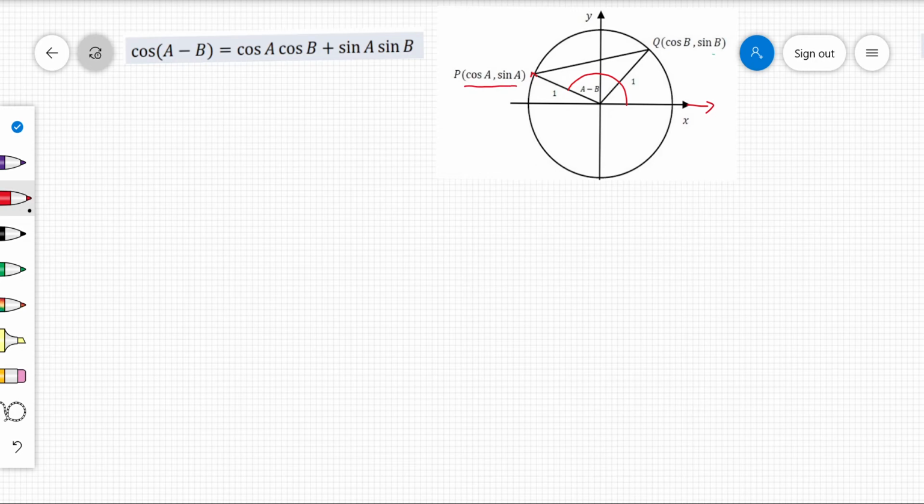If I look at just B, angle B, so that's again from 0 but only up to here. So this point Q is at cos B, sine B. So if I take away B from A, I just get that angle in the middle. So this angle here, which is angle A minus B.